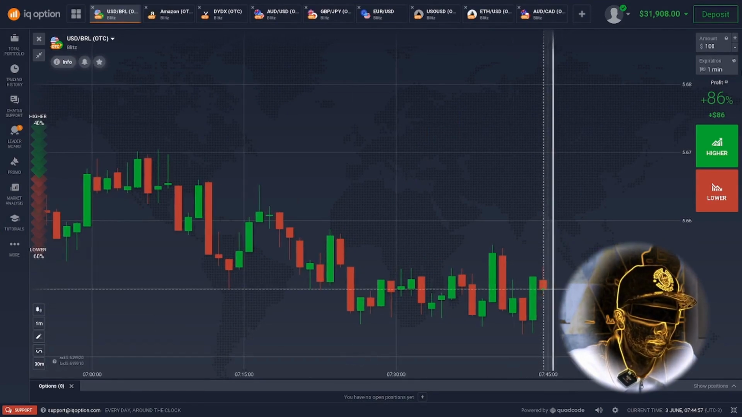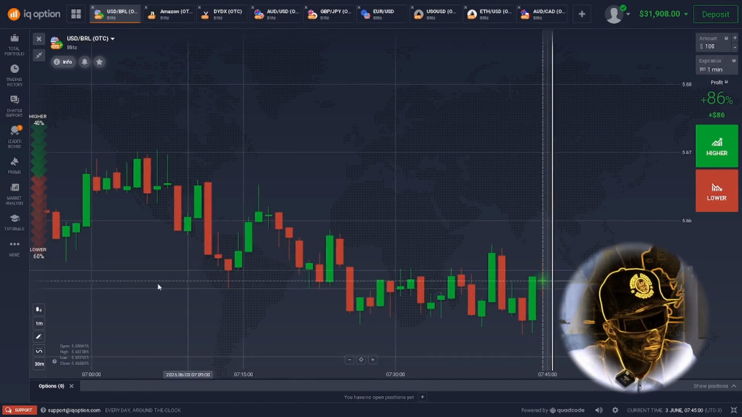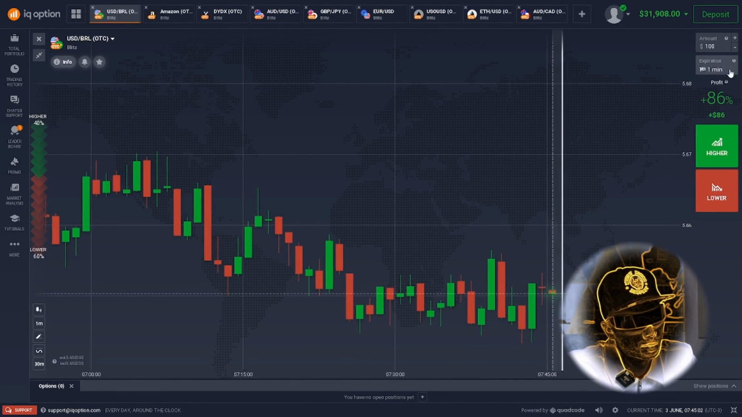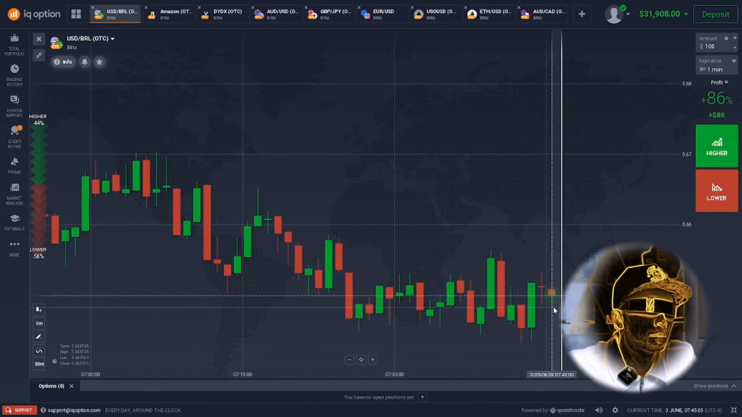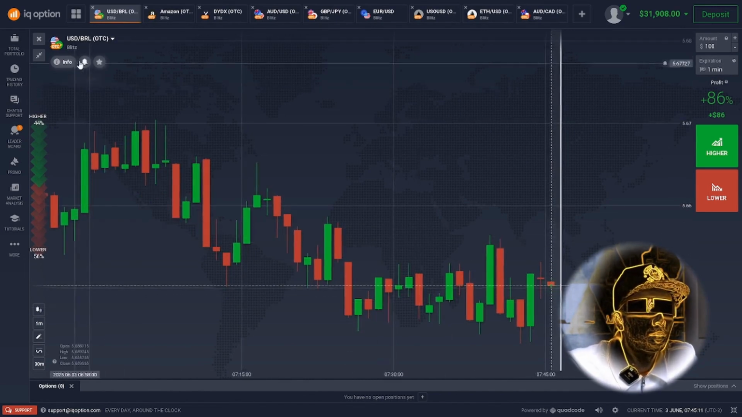For me, it's 1 minute and the expiration time is also 1 minute. The main thing is that the time frame and expiration match. You can also trade on 2 or 5 minutes. Whatever is more convenient for you. Let's look for our setups.